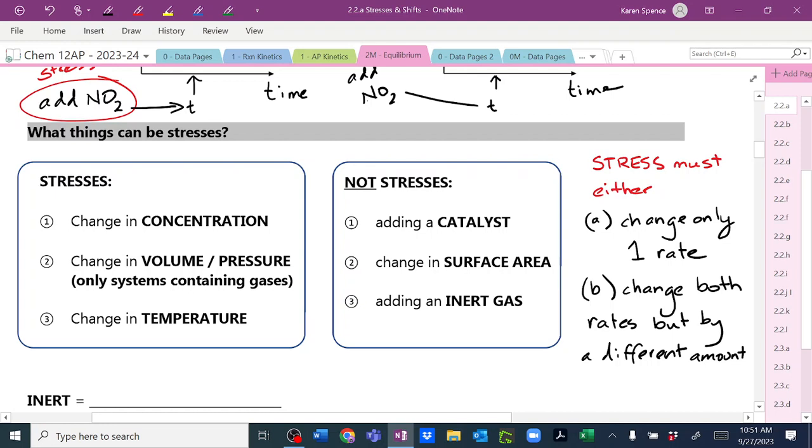If I change the volume or pressure, it'll change both sides if both have gases. If you only have gases on one side, it'll only change that rate. So we'll look at that a little more closely later. A change in temperature, do you remember which one is affected more? It affects the endothermic rate more.